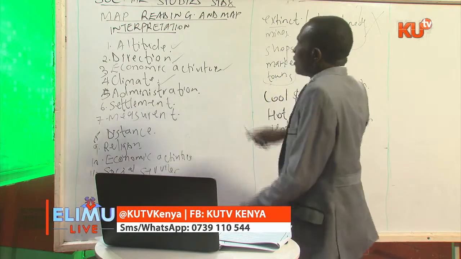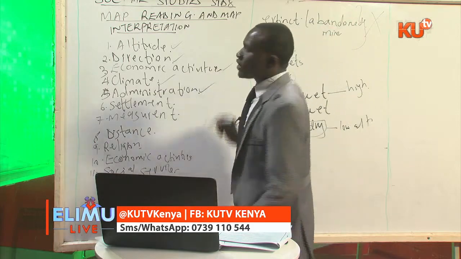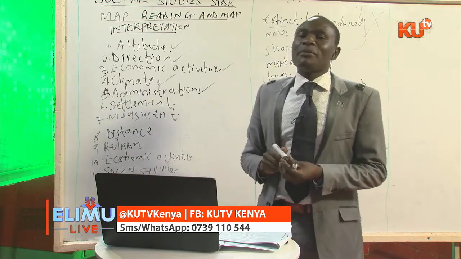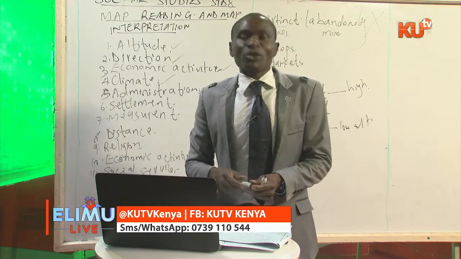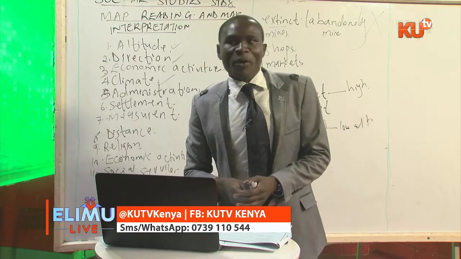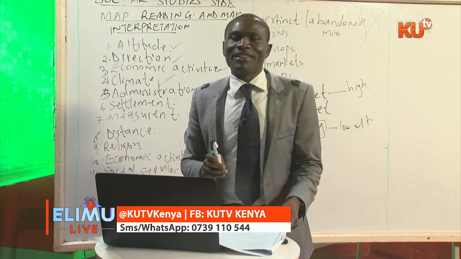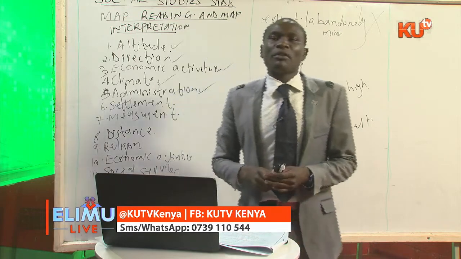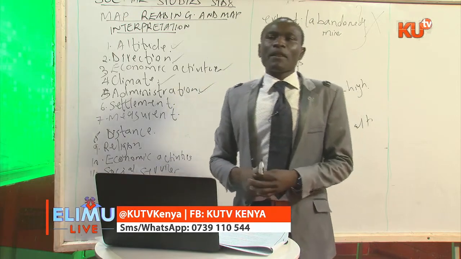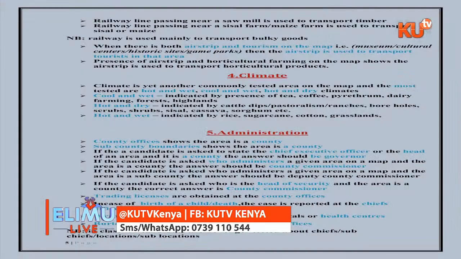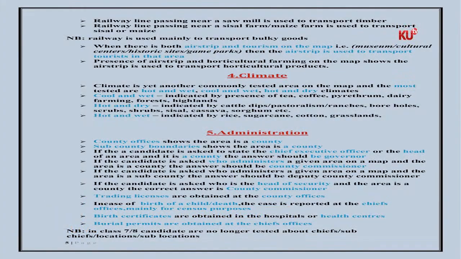Number 5 is administration on map. Administration is an area that is most commonly examined on map work. And here, some of the questions asked is one, what or who is the executive or chief executive officer or the head of a given area?